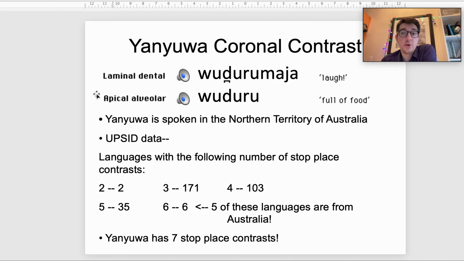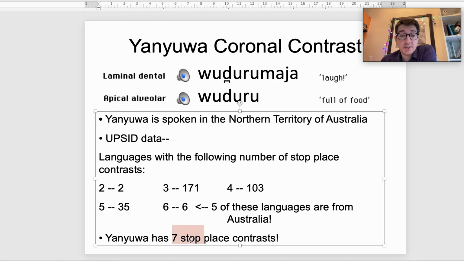So you can hear the difference between the two, and they have this contrast. As I said, they're very rare, but they exist in Yanyuwa, which is spoken in the Northern Territory, Australia. And when it comes to Australia, we have some interesting stats regarding the Australian languages, indigenous languages mainly, of course. Yanyuwa has 7 stop place contrasts, so I think it's the only language with 7 stop place contrasts. So all the stops are there, and Australian languages have a lot of stops but no fricatives, or very few fricatives, right?